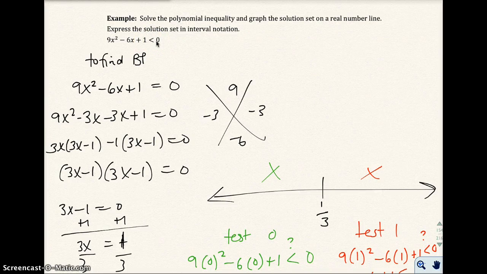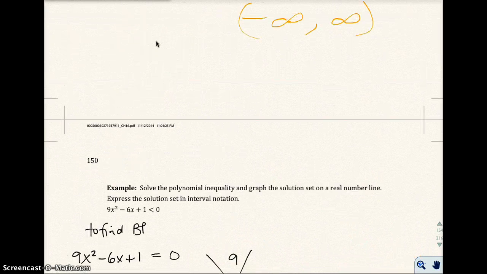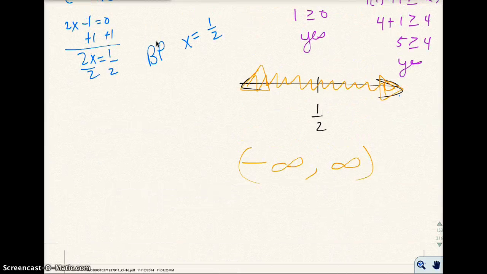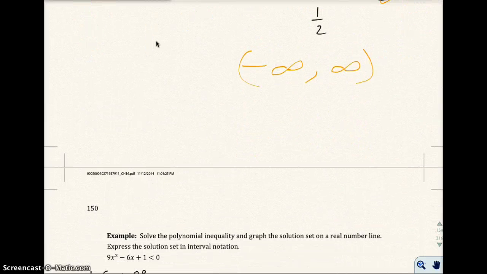Okay, so those are two interesting cases, the last two examples I did, where either all the numbers would work or none of the numbers would work.